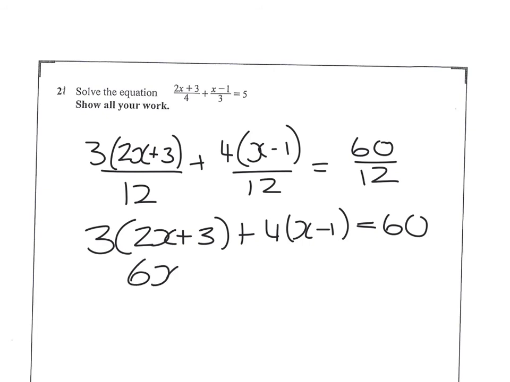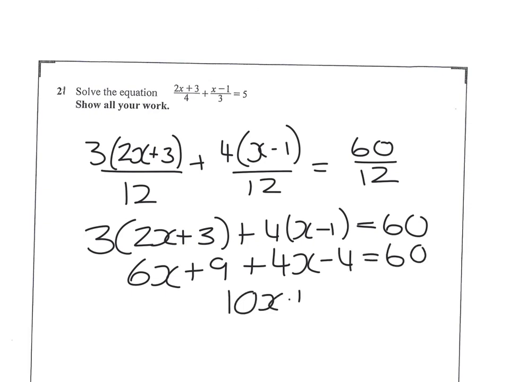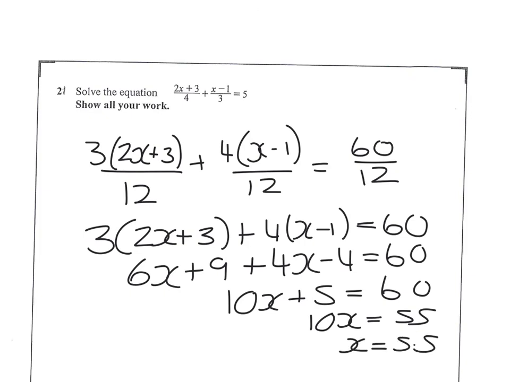3 times 2 is 6, 3 3s are 9, 4 times x minus 4. 6 plus 4 gives us 10x, and 9 take away 4 is 5. So 10x is 55, x is 5.5.